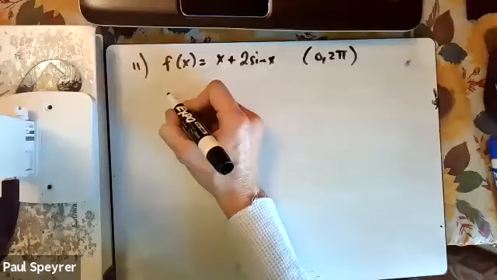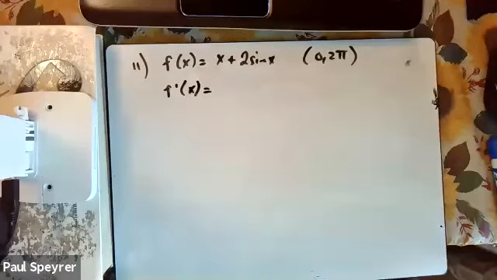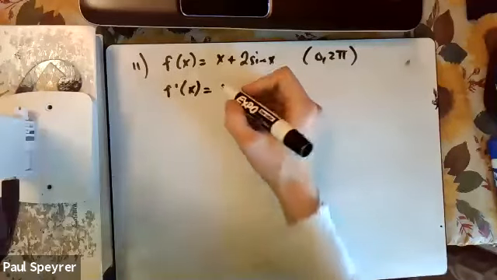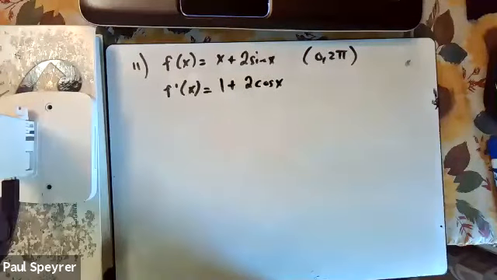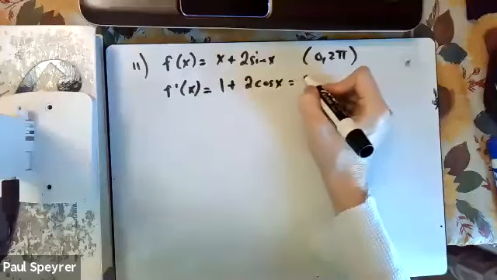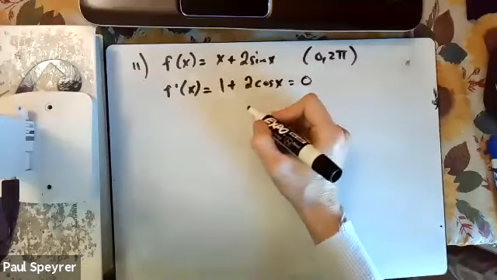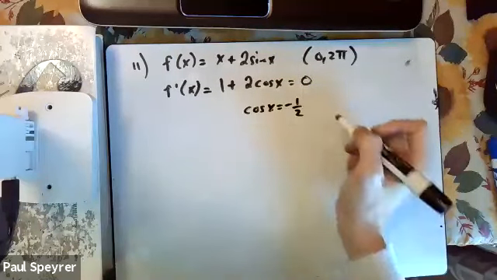So what do we start with first? First derivative. What's that derivative going to be right there? Well, that's just going to be 1 plus 2 cosine of x, right? So where do we go from here? Set it to 0, right? So we have now cosine of x equals -1/2.